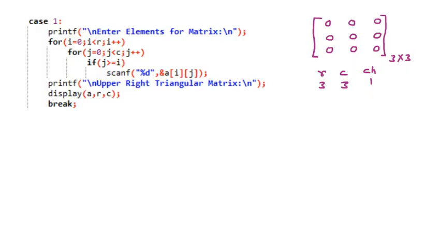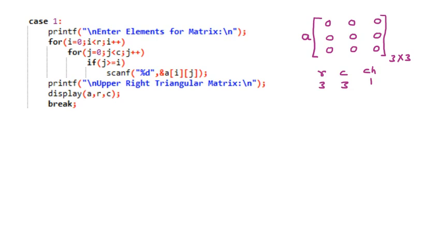So now this one is the case 1. I have only taken this, and we already have the preset that we have a matrix which is 3 cross 3, all are 0, and the name of that matrix is A. Then afterward we have rows 3, columns 3 and choice 1. Now we are going to read this code one by one and see how the case 1 is going to draw the upper right triangular matrix.